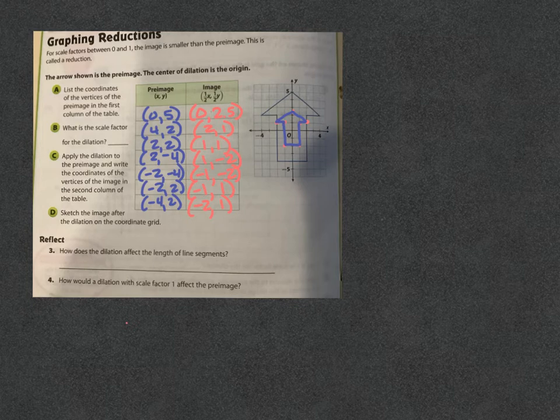So that's how you do the reduction dilations. You just multiply, just like you did for the enlargement. Just multiply both coordinates by the scale factor. It's being multiplied by a fraction, which we know now will make it smaller.